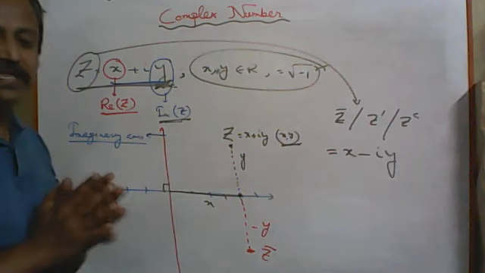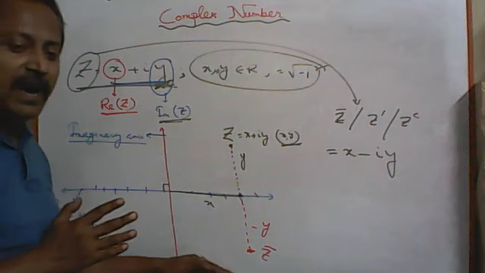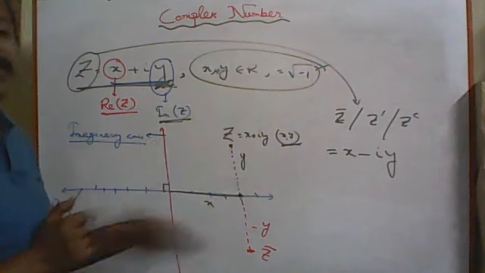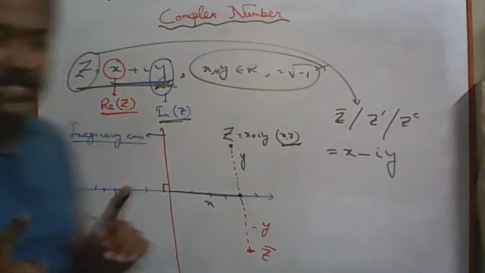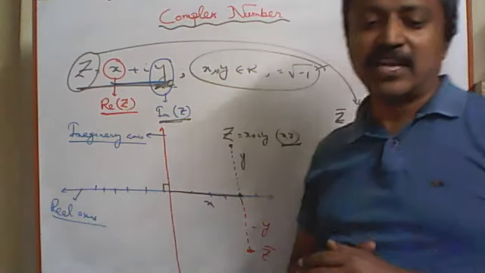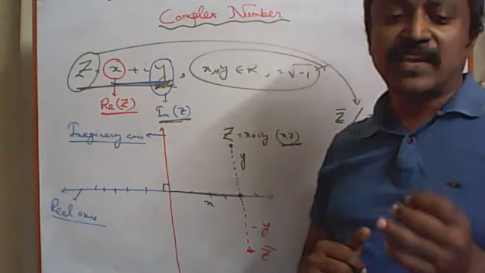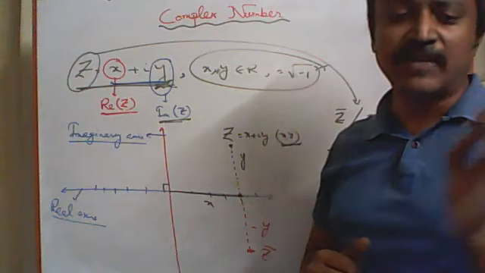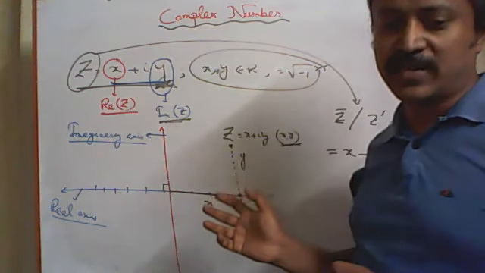Right? The relation is that z bar is the x mirror of z. Z bar is the x mirror of z. X mirror of z means mirror image of z with respect to x-axis. Mirror image of z with respect to real axis. So we can say real mirror image of z, or x mirror image of z.